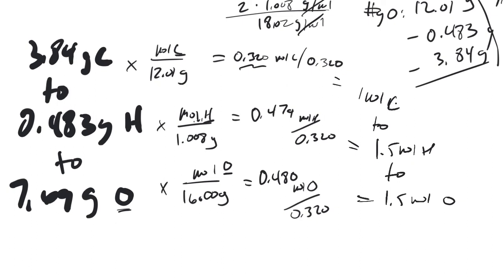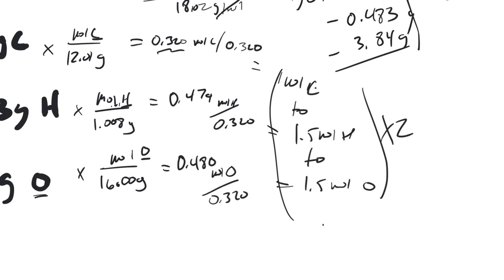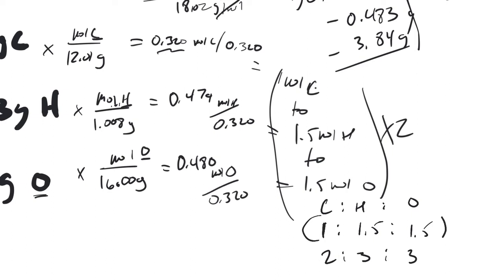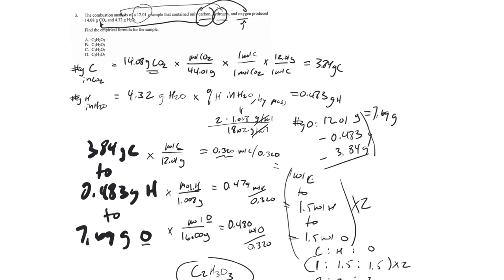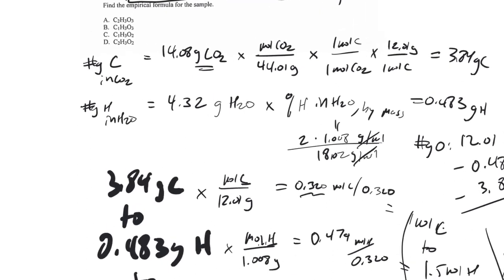And so the 1 to 1.5 to 1.5, we need to think, do we need to multiply by 1? 1 doesn't work. What about 2? So if we double all these moles here, then we get the whole numbers. So our ratio is going to go from 1 to 1.5 to 1.5 for C to H to O. We're going to double all these to 2 to 3 to 3 to get the whole numbers. So our empirical formula should be C2H3O3. And so then the problem is looking for that empirical formula.